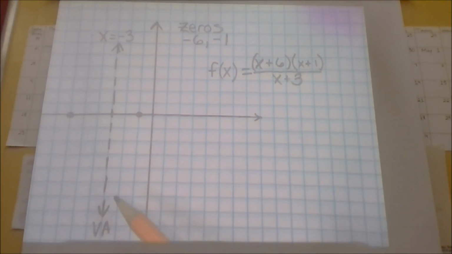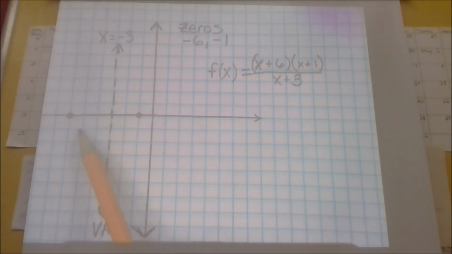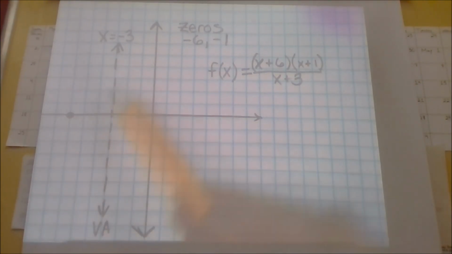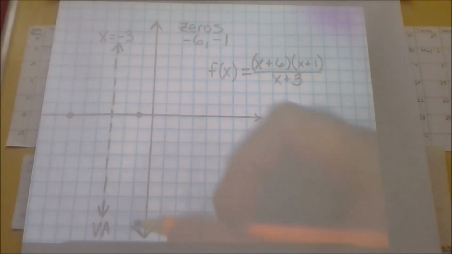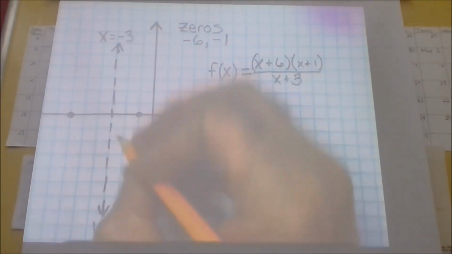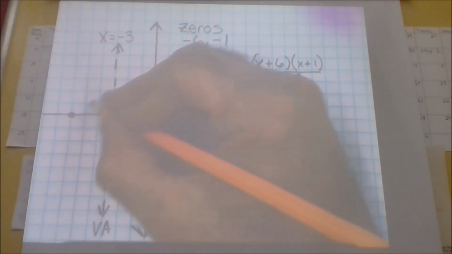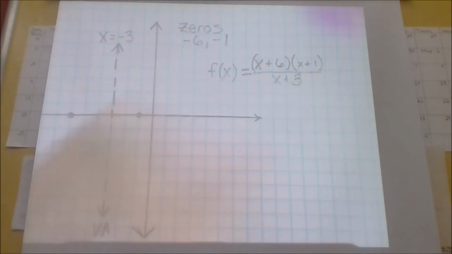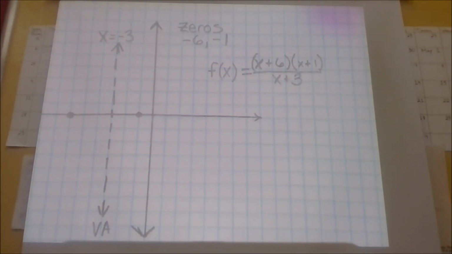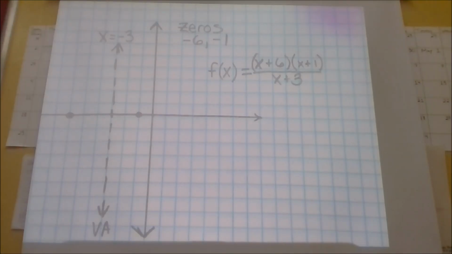So we have plotted the zeros and the vertical asymptote, and we know that this curve is going to approach the vertical asymptote but never reach it or never touch it. But we really don't know just by looking at this from which direction and how the curve looks.